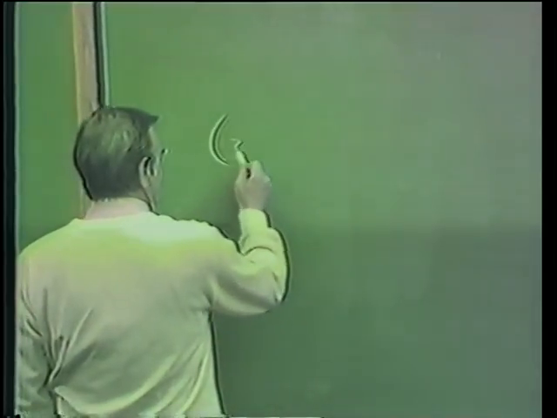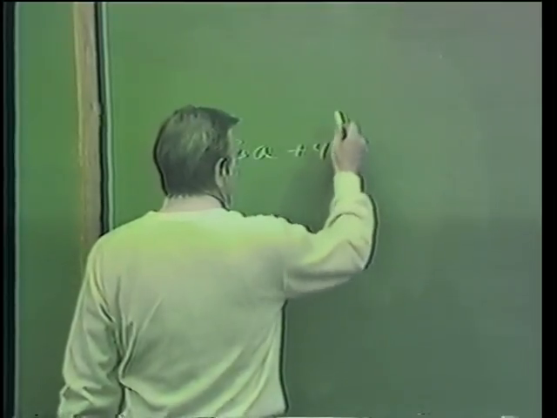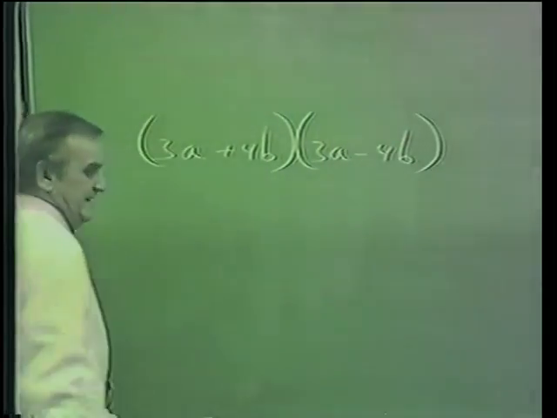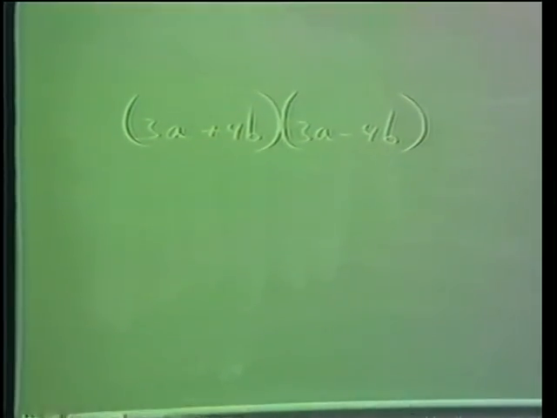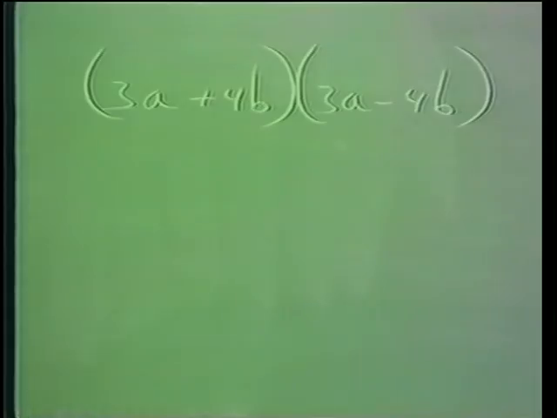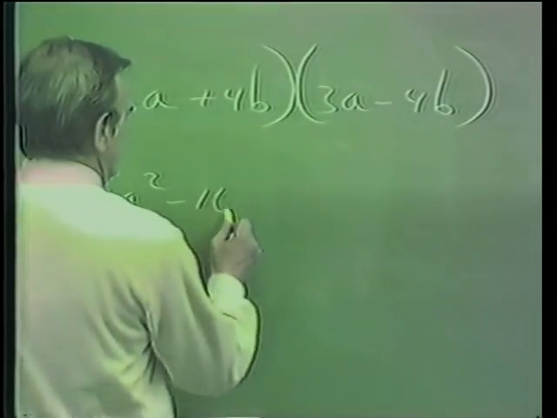One more. The quantity 3a plus 4b times the quantity 3a minus 4b. Madupi, what do you get for that? 9a squared minus 16b squared. Very good.